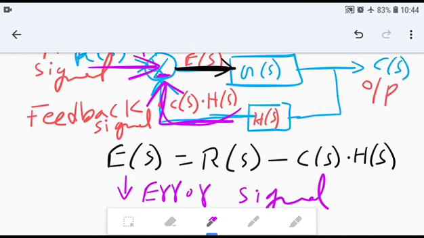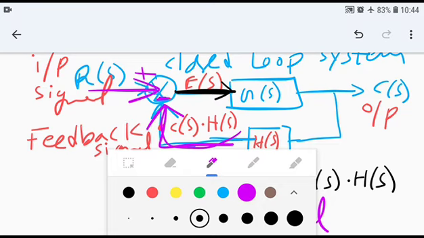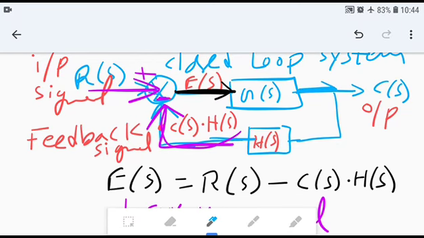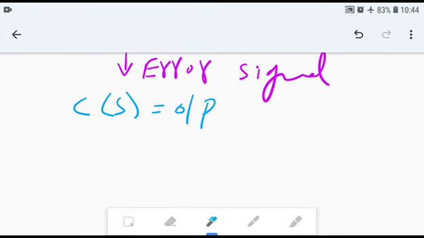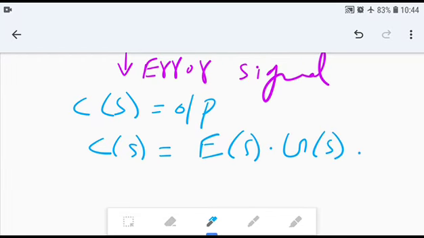And we know what C(s) is. E(s) is coming as the input to the G(s) system. So C(s) is the output signal, which is equal to, sorry, C(s) is equal to E(s) into G(s). This is C(s).